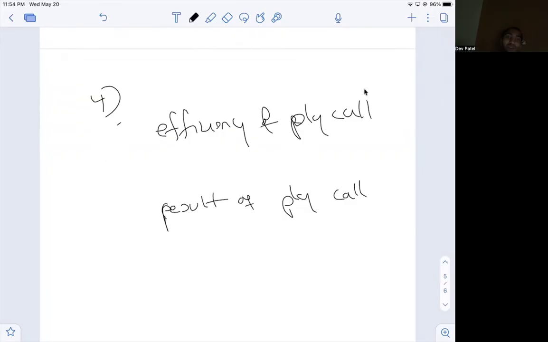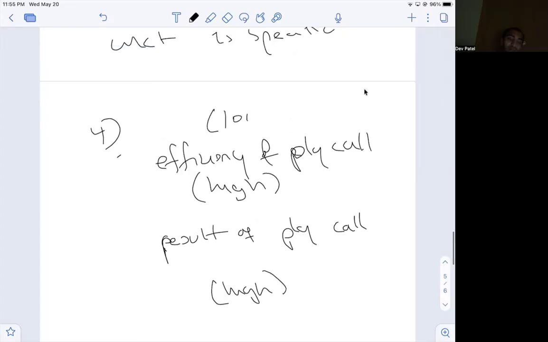So in theory, if the efficiency of the play call is high, then the result of the play would also be high. Right? Now, if it was a low efficient play, then the result of the play would be low compared to what it could have been.